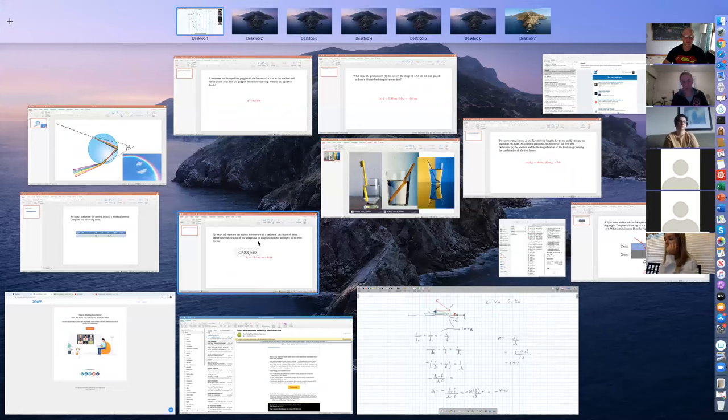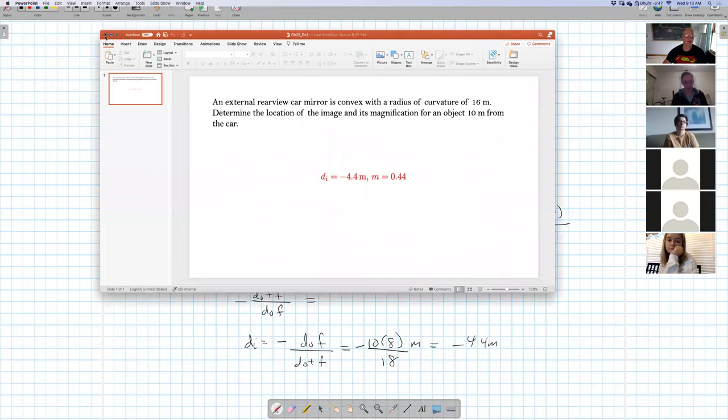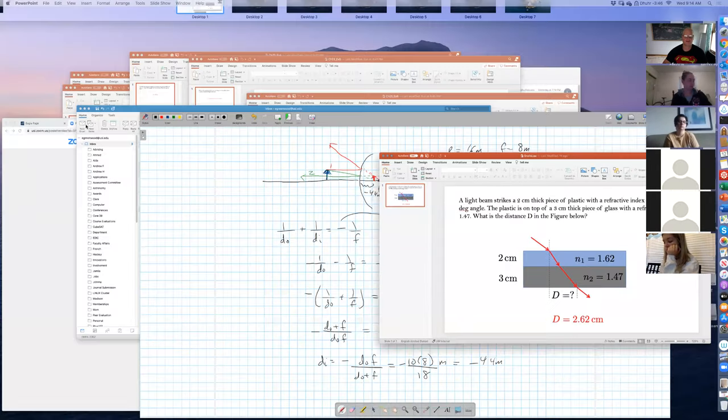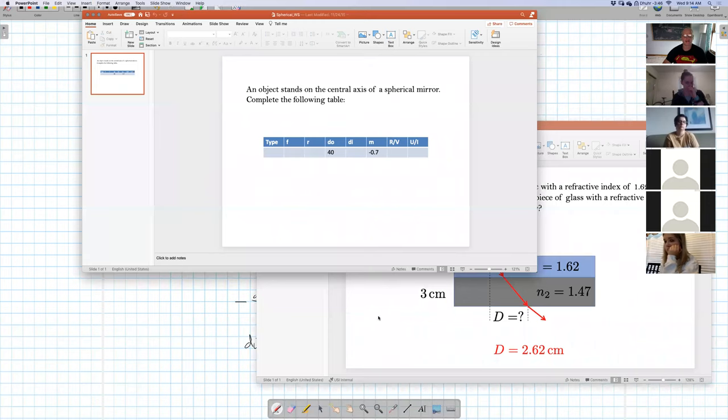So good. That brings us to our first group assignment for today. This says we have an object standing on a central axis, which is the principal axis of a spherical mirror, and it wants us to simply complete this chart. Okay, so in this chart, the only thing we're told is the object distance.